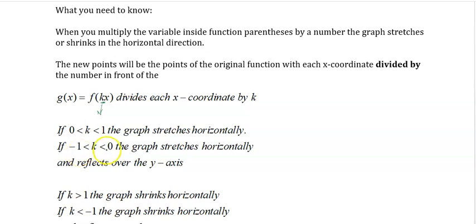If the absolute value is less than 1 and it happens to be negative, you will stretch the graph horizontally, but you will also reflect it over the y-axis. It will rotate around the y-axis. That's almost a multiple-step thing, but you don't have to do it in two steps. If you had f of negative 0.5x, you would simply take the coordinates of the points for f of x and divide each by negative 0.5. The fact that the 0.5 is not bigger than 1 means you're going to stretch it. The negative means you're also going to reflect it.